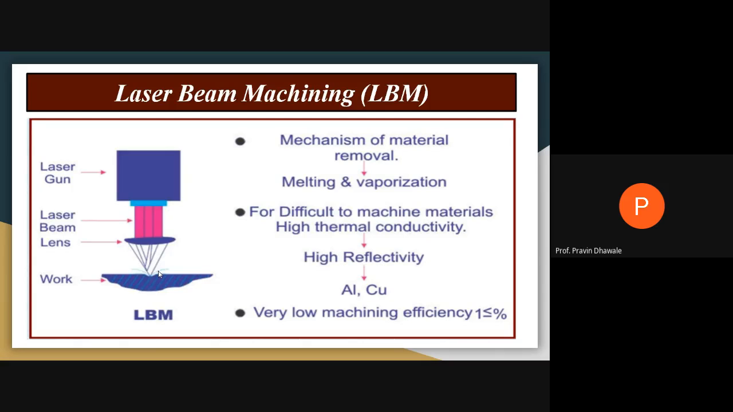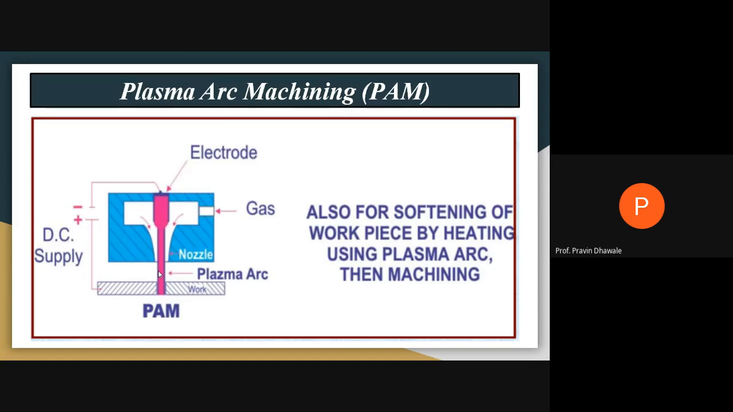Okay, let's move to the next process, plasma arc machining. It is similar to laser beam machining, where we generate the plasma arc with the help of electric energy. This is a combination of two energies. We require electrical energy, and the electric energy is converted into heat energy, and because of the heat, the material is removed from the surface of the workpiece. It is a combination of electrical as well as thermal energy.